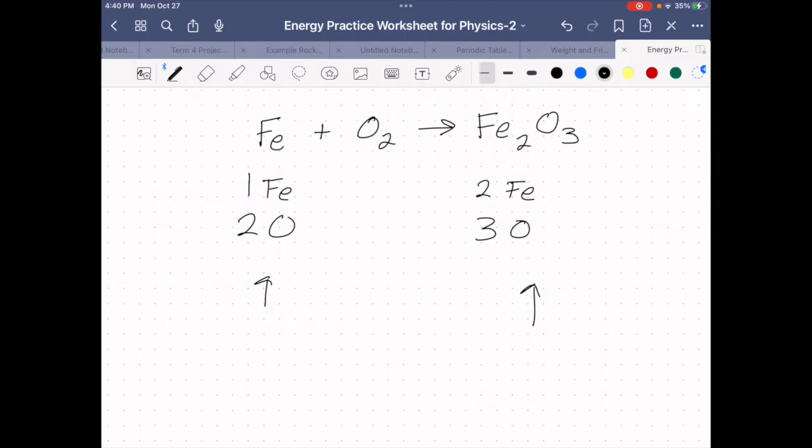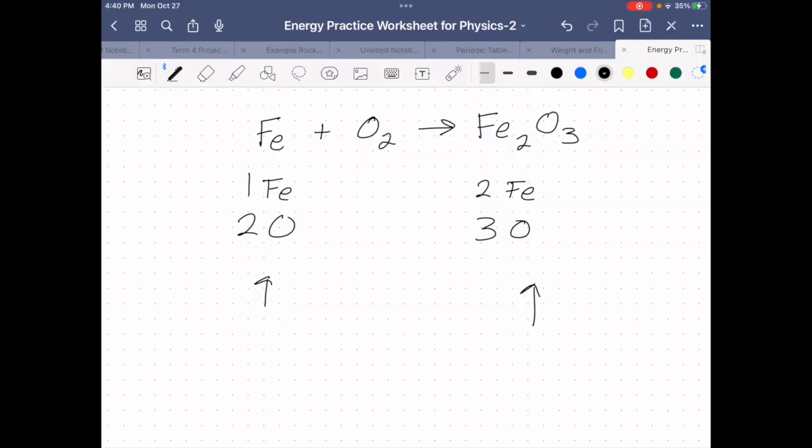You think about least common denominators in math or anything like that. We have to have a number that both 2 and 3 could be divided into. Or the easier way to do it is just to multiply each by each other. So we can say 2 oxygen times 3 equals 6. And this 3 oxygen times 2 equals 6, right?